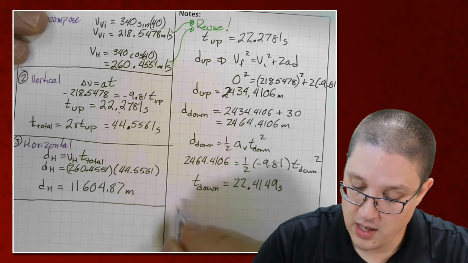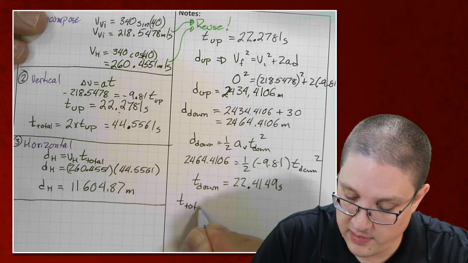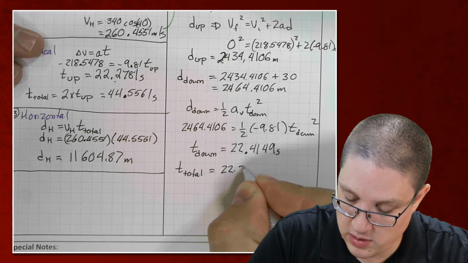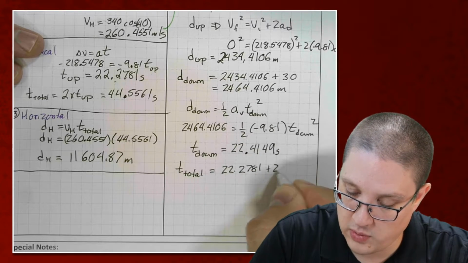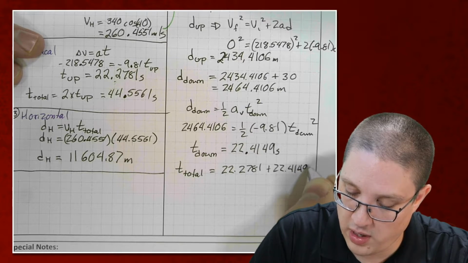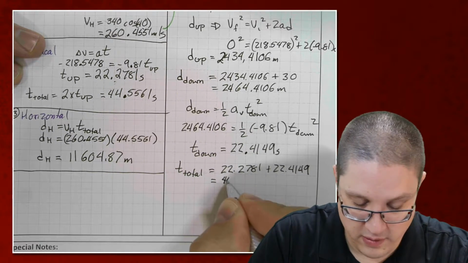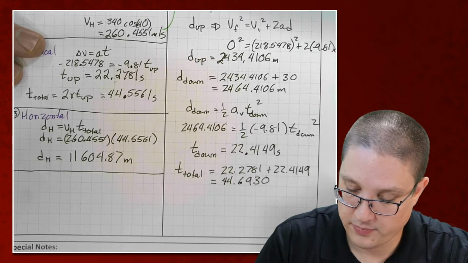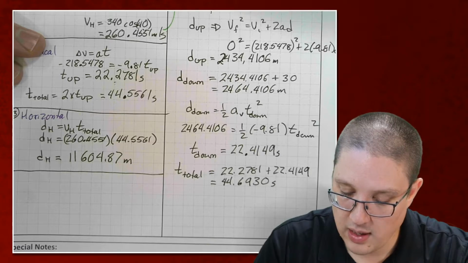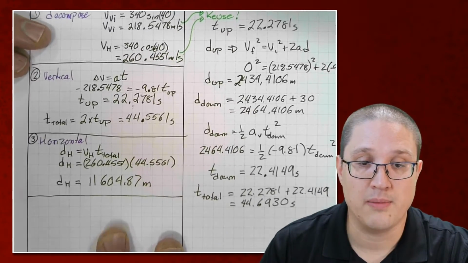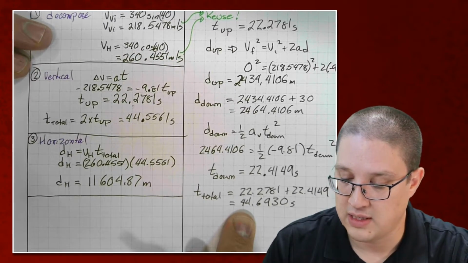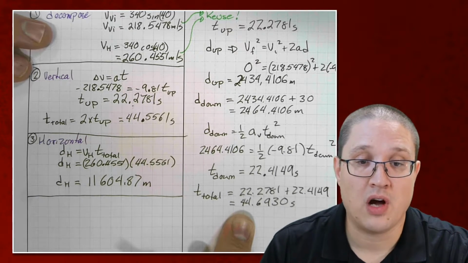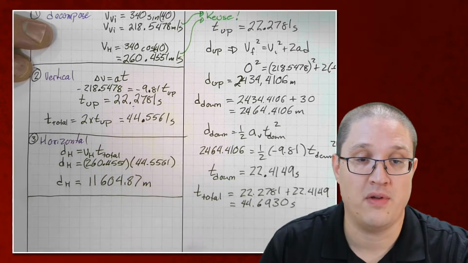They're close, though. So my total time works out to 22.2781 plus 22.4149, which works out to 44.6930 seconds. So if I look, and again, just a comparison, notice that the cannonball is in the air for slightly longer when it's launched from the top of the hill as opposed to being launched from the flat ground.